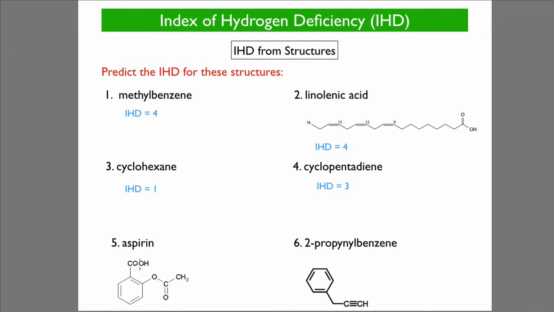Yep. Aspirin, it's got your benzene, which is 4, double bond here, 5, double bond here, 6. Yeah. And propynylbenzene. So we've got our benzene here, which is 4. We've got the triple bond here, which is 2. 4 plus 2 is 6.